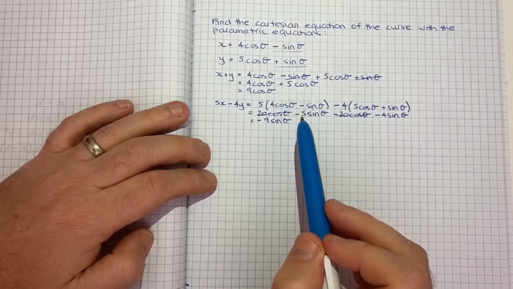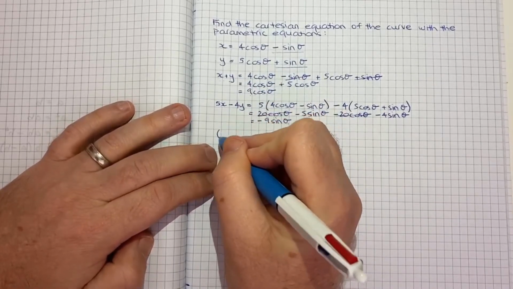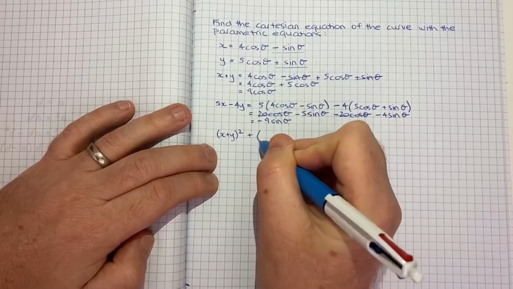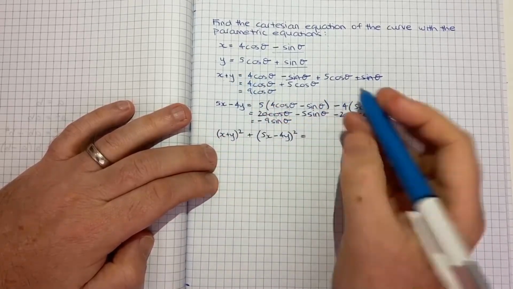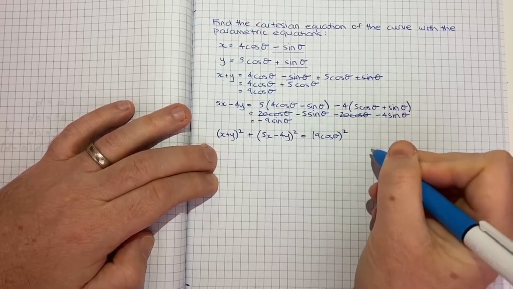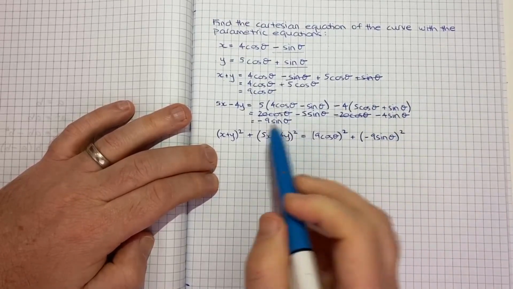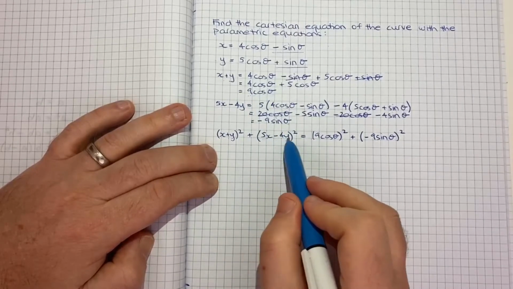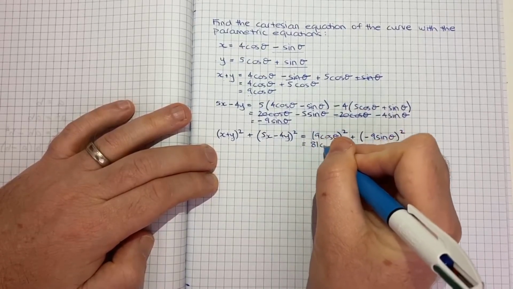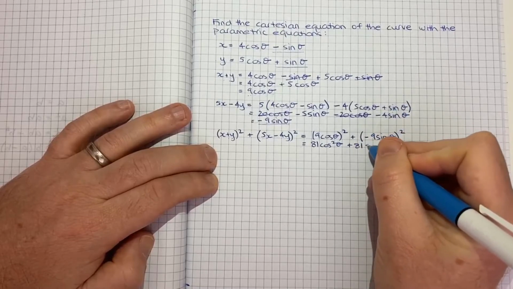Now the real trick, the real point of creativity, is to say, what if we square each of these and add them up? So what if we were to say (x plus y) squared plus (5x minus 4y) squared, what is that equal to? Well, that's equal to (9 cos theta) squared plus (minus 9 sine theta) squared. So you see all I've done is for x plus y, I've replaced this result, and for 5x minus 4y, I've replaced this result. And now that will give me 81 cos squared theta plus negative 9 squared, which is also 81 sine squared theta.